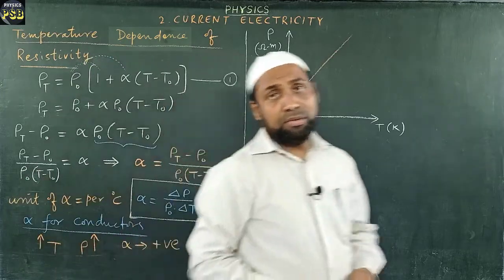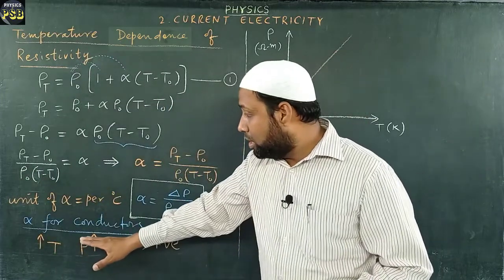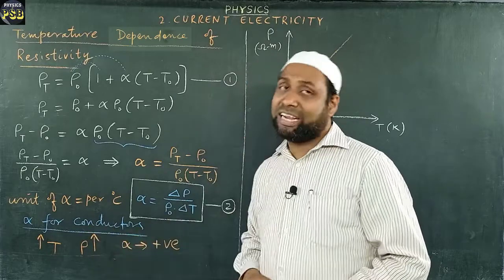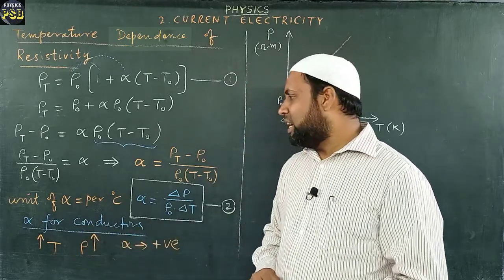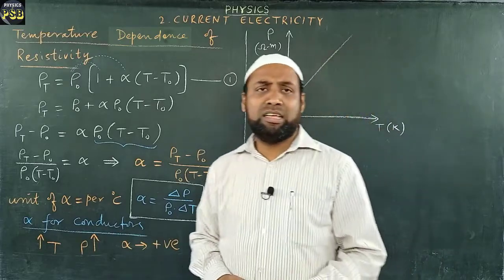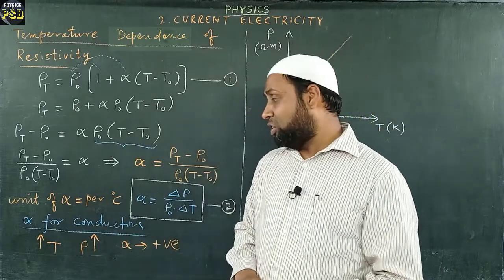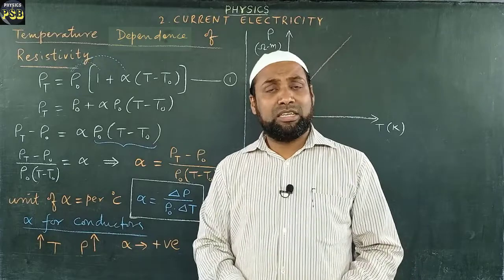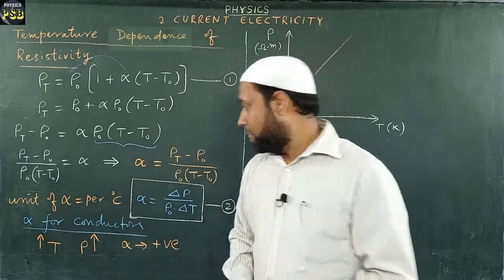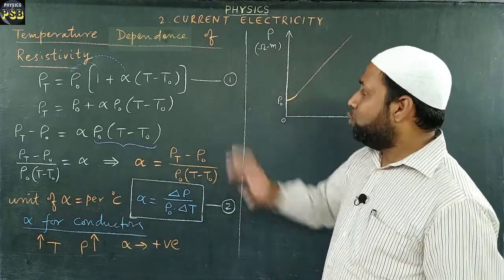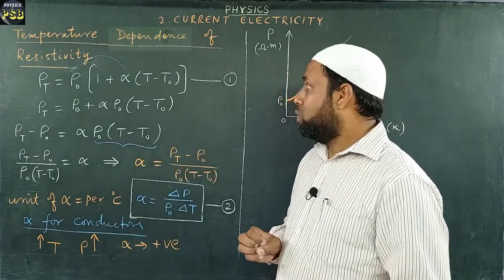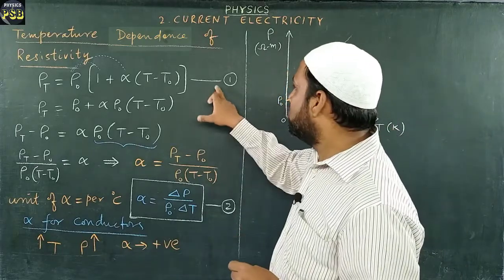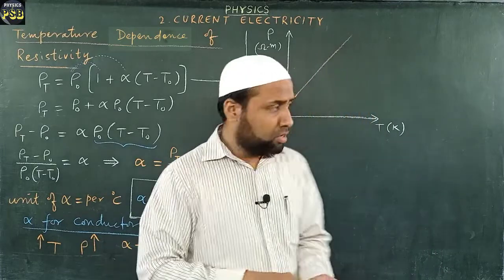That's all about alpha for conductors. Now we'll discuss temperature coefficient of resistance or temperature coefficient of resistivity for semiconductors. Before going ahead, we get an expression which looks alike to equation number 1.